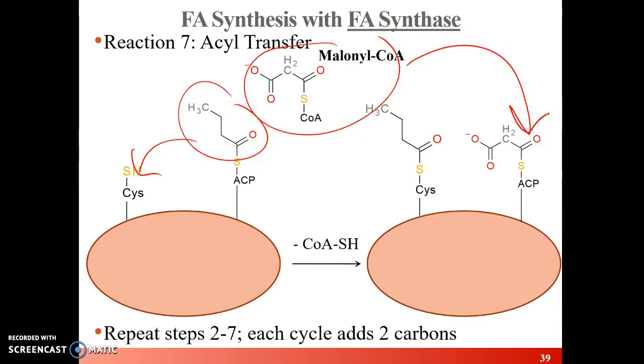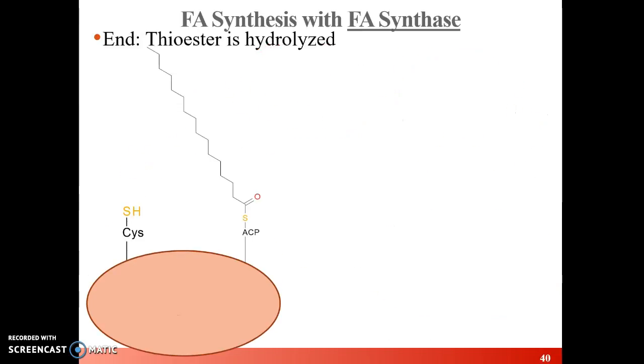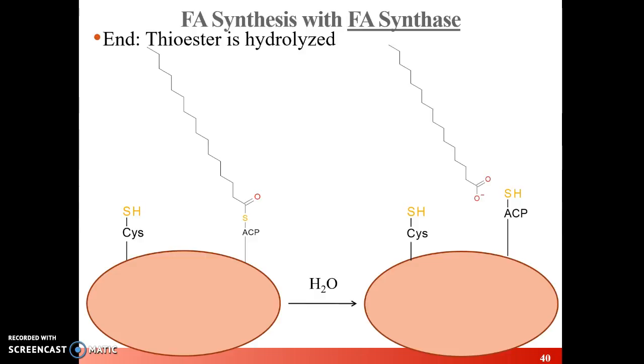Okay? Just so you know, this CoASH at the bottom here, that's not in the figure in your book. I added it in my figure because I am adding a new malonyl group onto the ACP, that acyl carrier protein. And this just repeats over and over until you have the appropriate length of fatty acid. And then the thioester gets hydrolyzed.